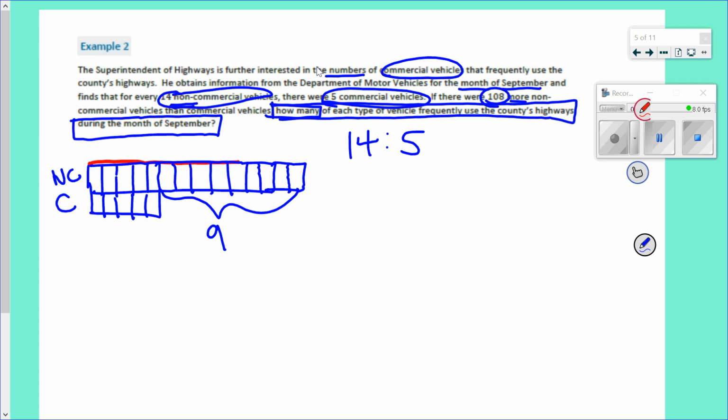He's explaining it right here, what Avery just did. These are the same, right? 1 to 1, 1 to 1 to 1. How many more boxes does non-commercial vehicles have than commercial? Right here, this big gap. And like Mr. Moore said, he literally just counted the boxes that were extra on top, or how many more there were. Okay? Are we good there?